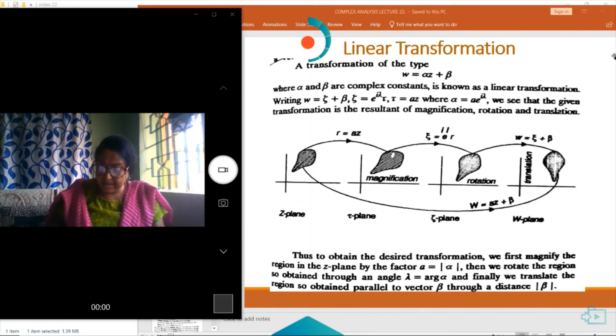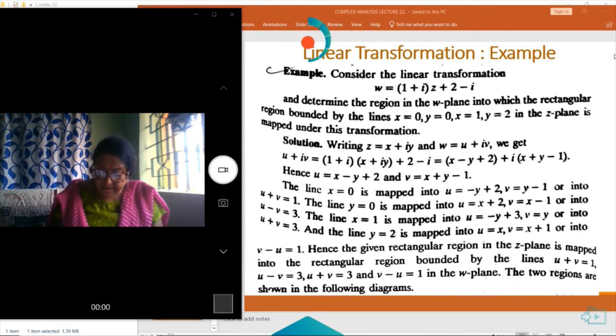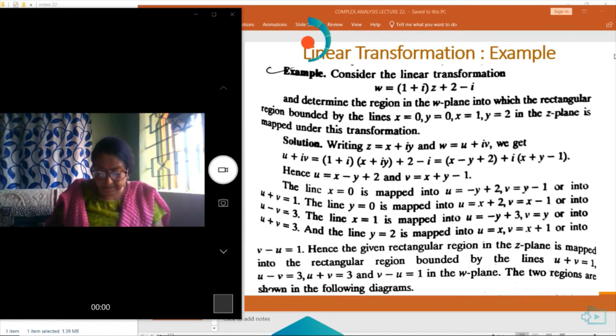So, consider a linear transformation w is equal to (1 plus i) z plus (2 minus i). Here beta is equal to 2 minus i, and when we separate real and imaginary parts, we get u plus iv is equal to, after the calculation given on your screen, u is equal to x minus y plus 2 and v is equal to x plus y minus 1.